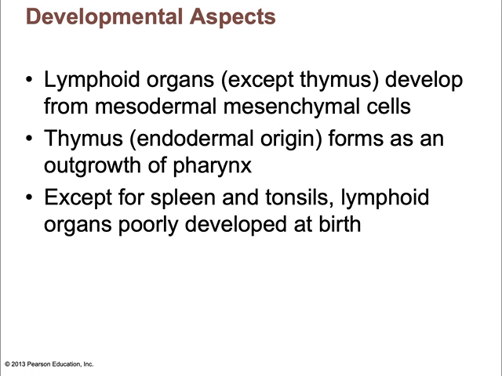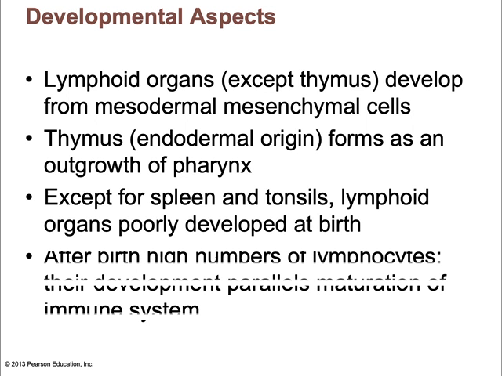Except for the spleen and tonsils, the lymphoid organs are not well developed at birth, which is why we promote nursing from mother's milk as a way to acquire passive immunity, as well as the passive immunity acquired from the mother's antibodies that cross the placenta and get into the baby's bloodstream. And so what they do is they sort of form a shield against infection while the baby's own immune system is becoming more effective. After birth, high numbers of lymphocytes in their development parallels the maturation of the immune system.